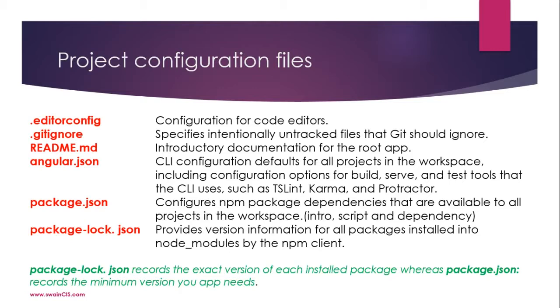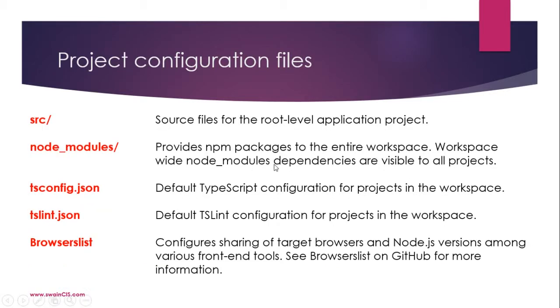Next is package-lock.json. It provides version information for all packages. These two are similar, but the difference is package-lock.json records the exact version of each installed package, whereas package.json records the minimum version your app needs. Next is the src folder. In the src folder we keep all the folders and files we develop during project development. Any component or module we add will come under src. Next is node_modules. This is where your npm packages are installed, so the dependencies are visible here.